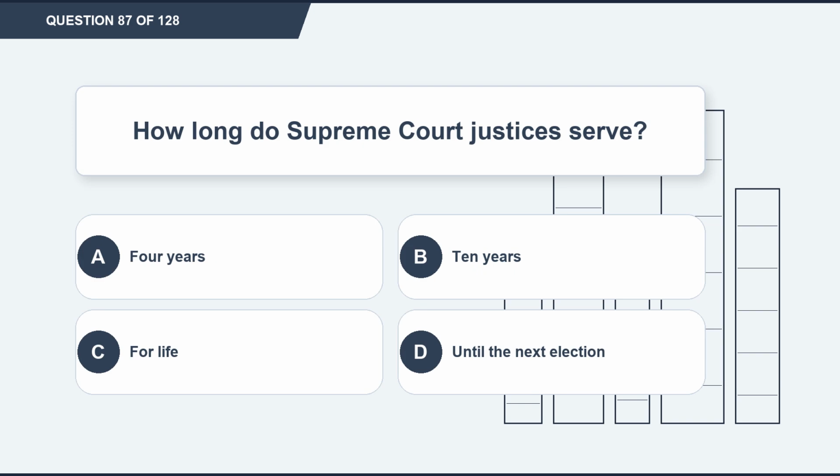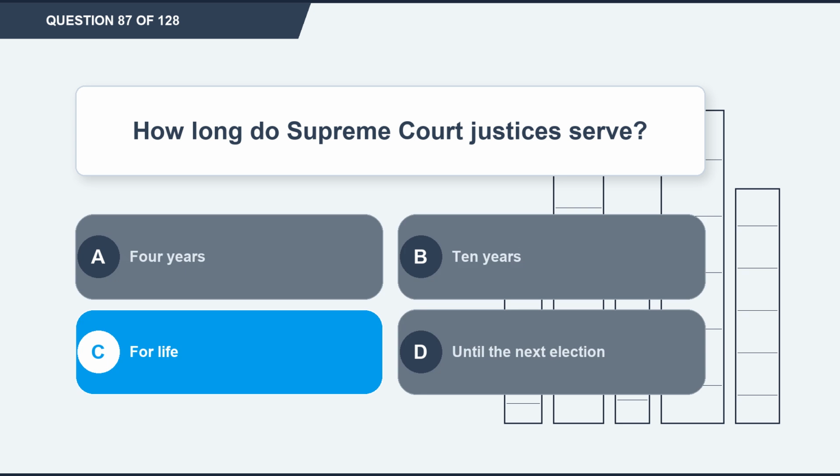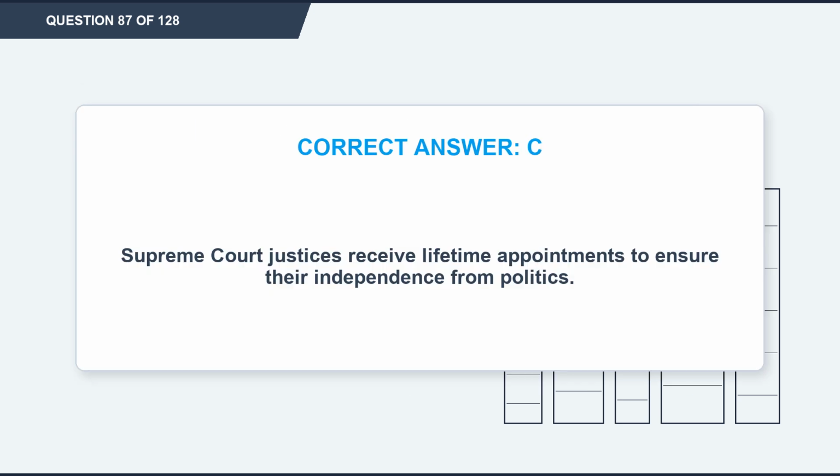Question 87. How long do Supreme Court justices serve? Option A, 4 years. Option B, 10 years. Option C, for life. Option D, until the next election. The correct answer is option C, for life. Explanation. Supreme Court justices receive lifetime appointments to ensure their independence from politics.